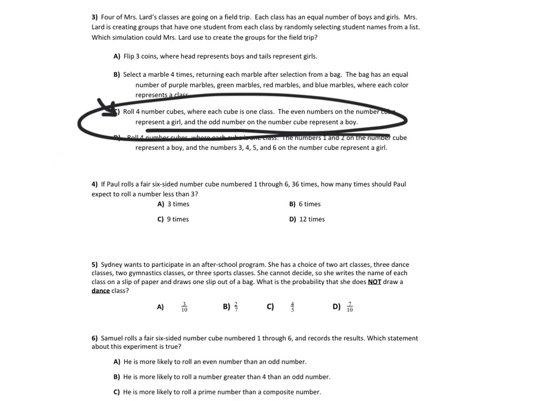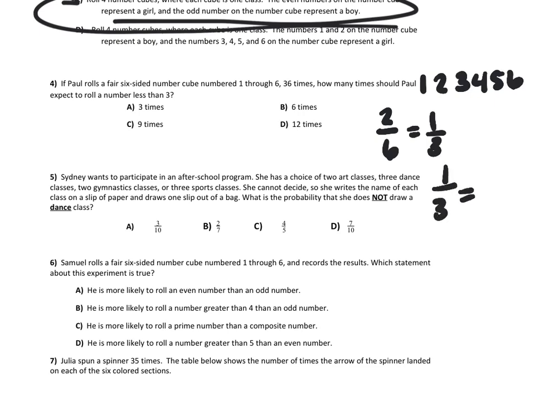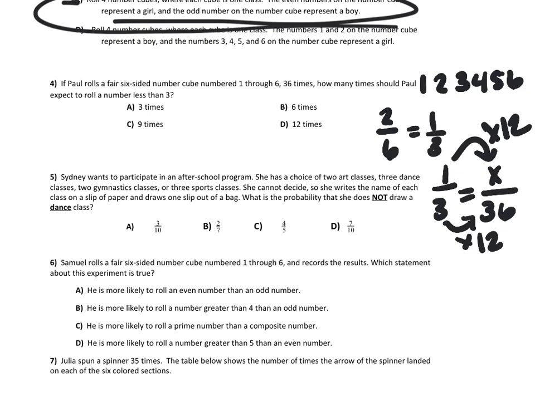Okay, number 4. If Paul rolls a fair 6-sided number cube, 1 through 6, 36 times, how many times should he expect to roll a number less than 3? So we're going with a number less than 3. This is our choices right there. So there's 2 out of 6, which reduces to 1/3. But we want 1/3 out of 36. We want 1/3 of 36 is pretty much what we're saying. Set it up as a proportion. When it says out of so many, that's times 12. Here's times 12. So 1 times 12 is 12.